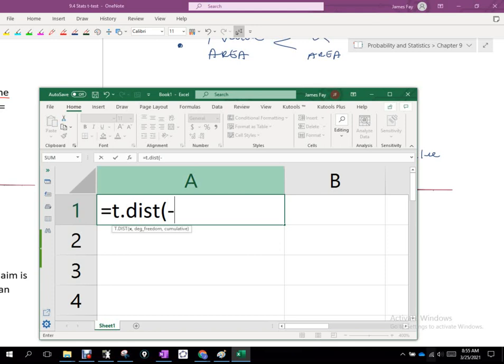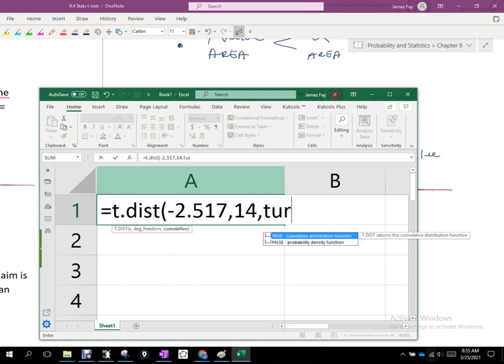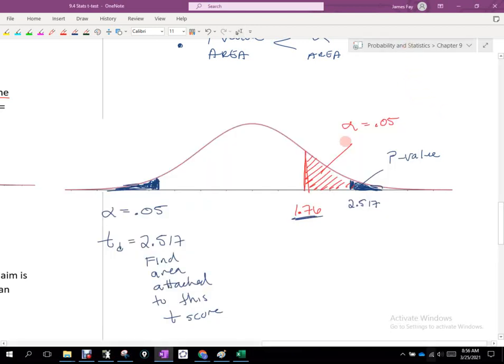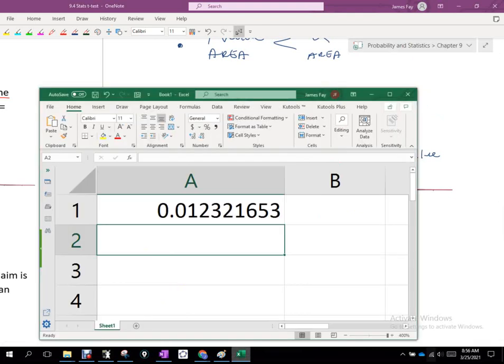So we go negative 2.517. You see it says degrees of freedom. Okay, so we want 14. And it says cumulative. So you'll type in true. And it gives me that area there. So that's my p-value. Okay, so p-value 0.012.